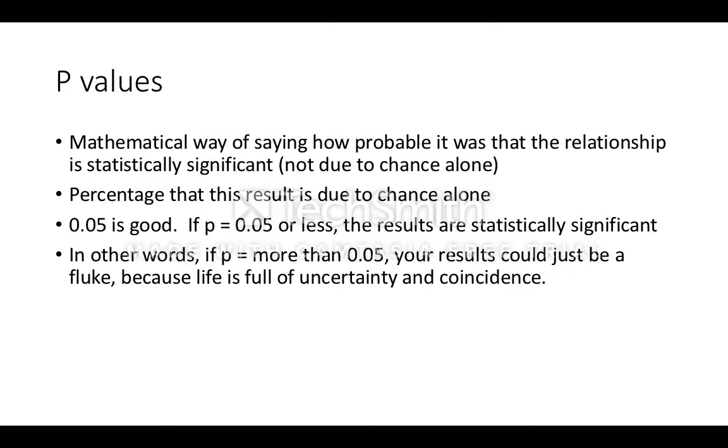The standard that is conventionally agreed upon is that a p-value of 0.05 is statistically significant. And what that p-value of 0.05 is saying is that there is a 5% chance that your results are due to chance alone. Because there's only a 5% chance that your results are due to random chance alone, there's a 95% chance that your results are due to something other than chance.